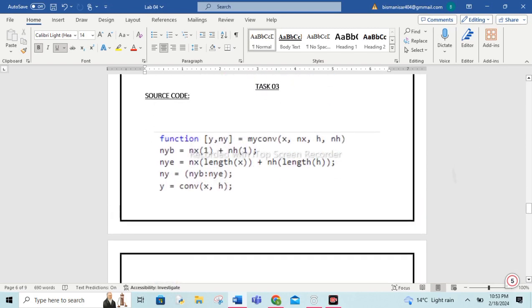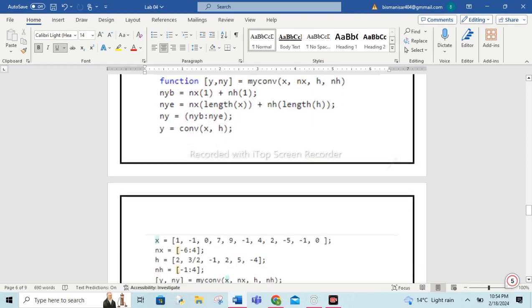In task 3, first we define a convolution, then define NYB, NYE, NY, and in Y we convolve X and H. Now we define the range of X, then define the range of NX, then define the range of H, then define the range of NH and X. Last we convolve X, NX, H, NH and use stem commands, and in the last we give a title. As a result we get an output like this.